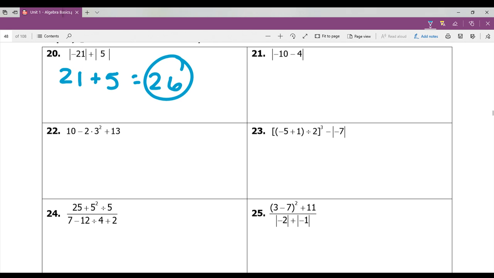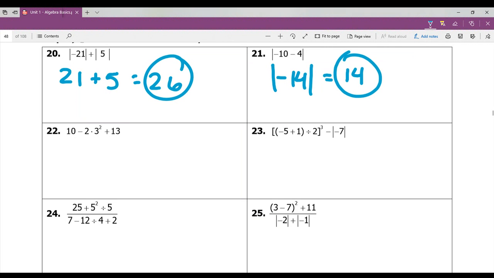Okay? Why does it turn it positive? Well, absolute value, remember, measures your distance from 0. And distance is never negative. So negative 21 is 21 places away from 0. That's why it turns out to be positive. Okay? Now over here, we got to clean up inside first. Negative 10 subtract 4. That means I'm at negative 10 and I go backwards 4 more. I end up at negative 14. How far away is that from 0? 14.